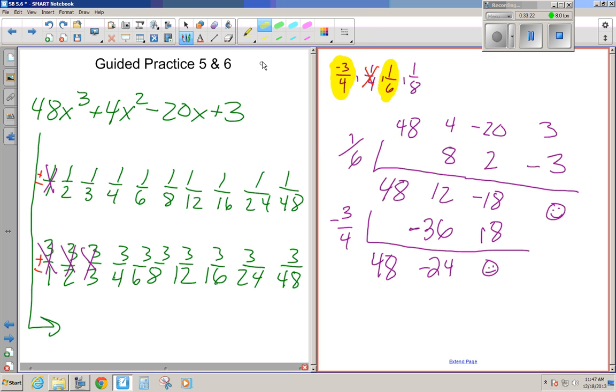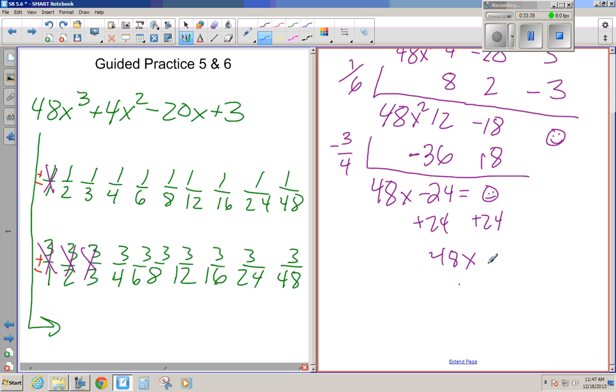And what's great about this is once I went from an x cubed to an x squared, now that I have 48x minus 24 equals 0, I add 24 to both sides. 48x equals 24. I divide by 48, and I get that my last x value is 1/2.